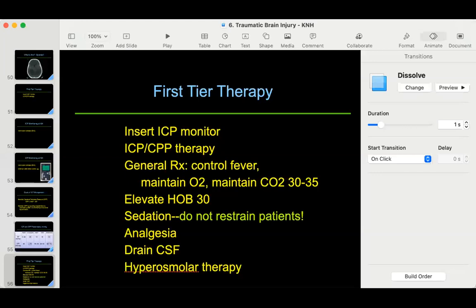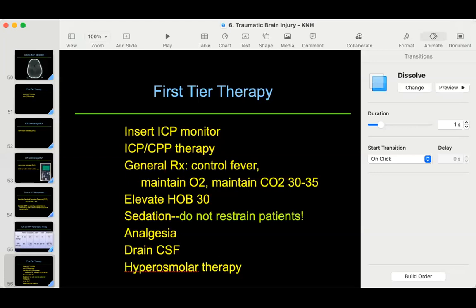Hypothermia is recommended. If you're going to start it, you want to start it within 2.5 hours and it lasts for 48 hours. The evidence is level 3, level 3B, which is low level evidence.